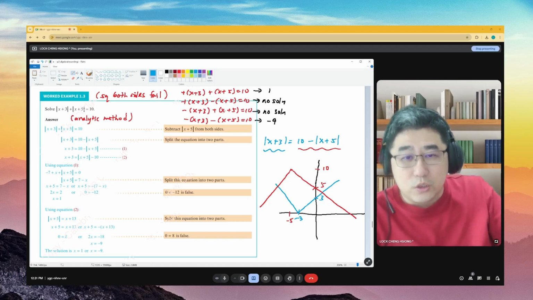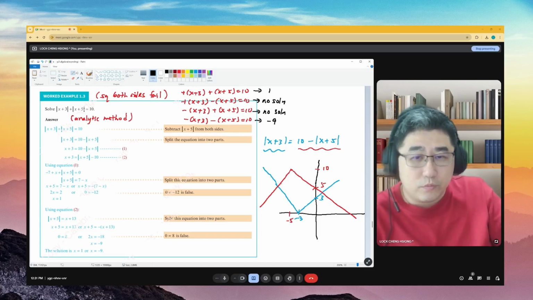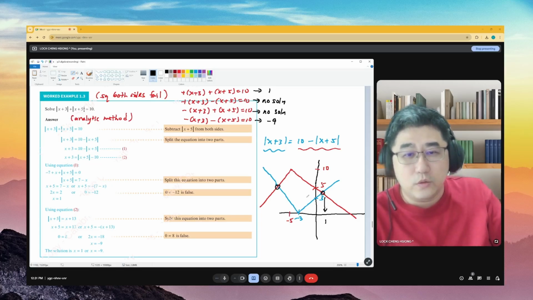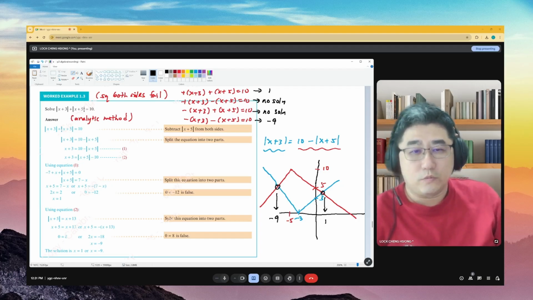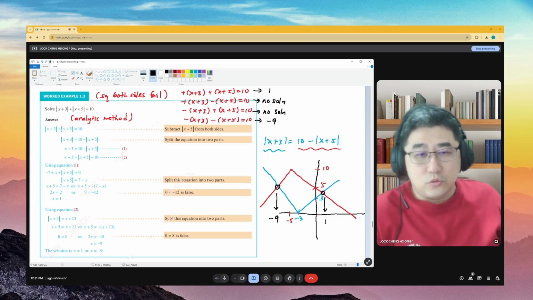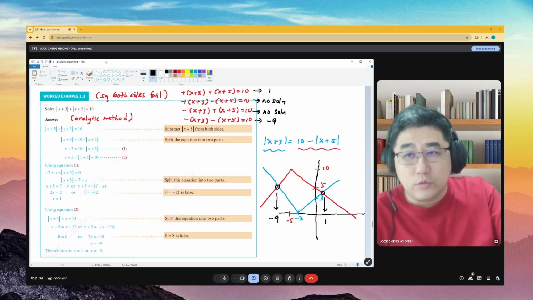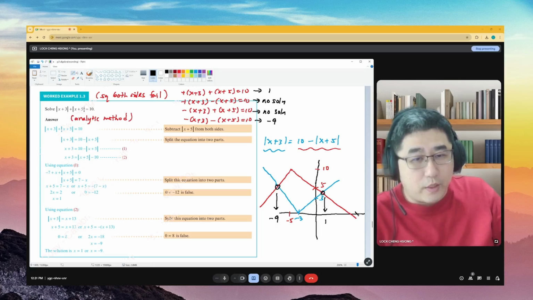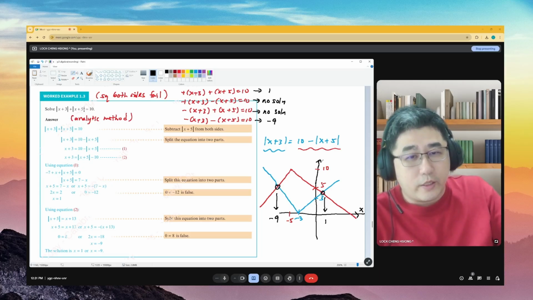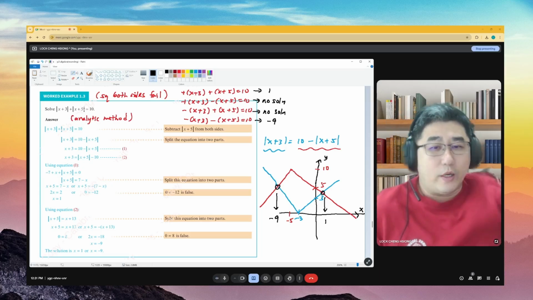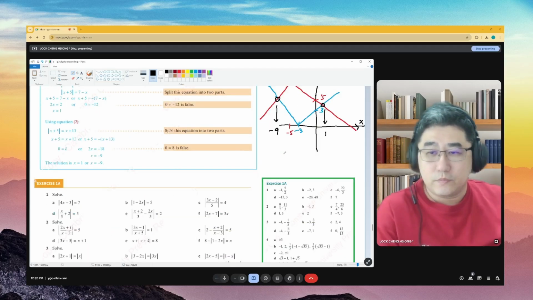Then you will see that you have two intersection points. The first intersection point is for the 1. The second intersection point is for the negative 9. So during the exam you might need to apply your graphing technique to help you identify the answers.